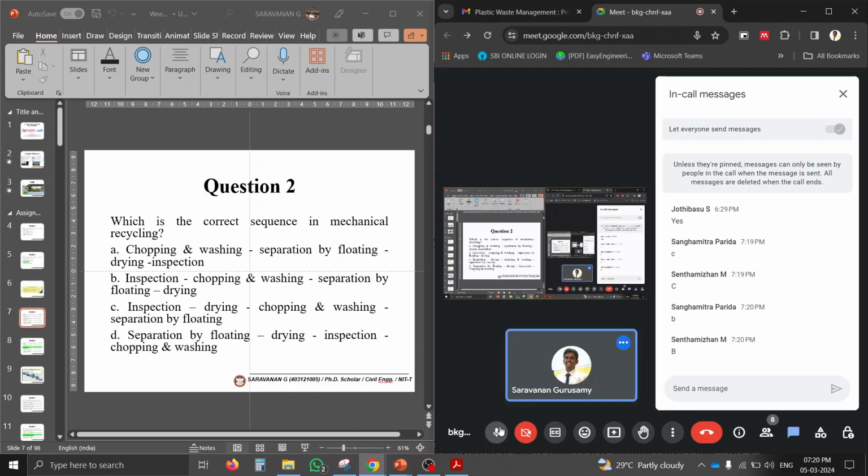Then, before, after washing, drying should be there. Washing, then flotation, then drying. So B is the correct answer. First, we have to manually inspect if any impurities are there or not. Then chopping and washing with water. Then the floating plastic waste is separated. That is dried and used for recycling. Yeah, B is correct.